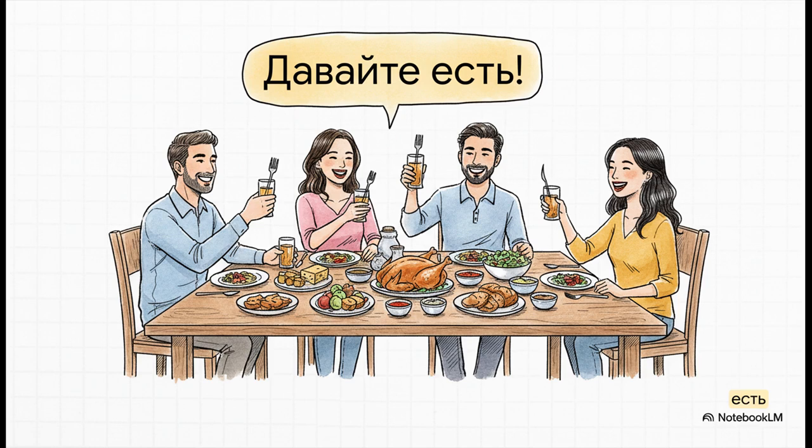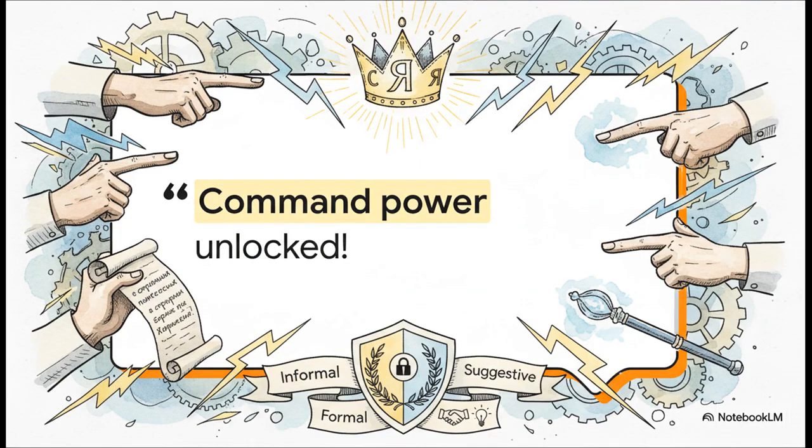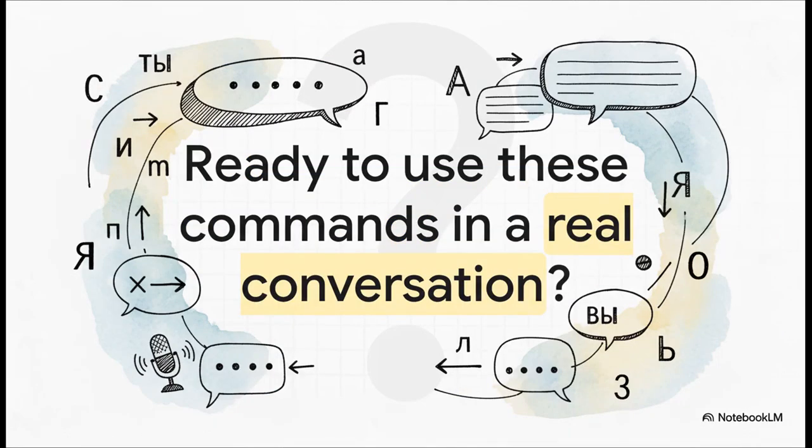You really picked this up quickly. And there you have it. Command power unlocked. Seriously, you now have the tools you need to ask for things, give instructions, and make plans in Russian. That's a huge step. So what's next? Are you ready to try these out in a real conversation? You should be so proud of what you've learned.